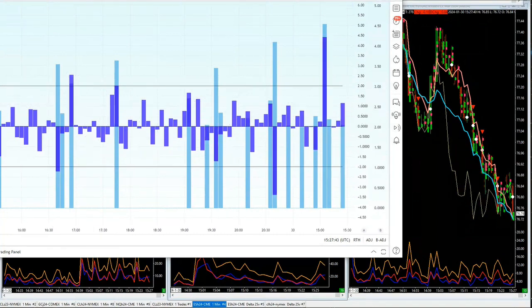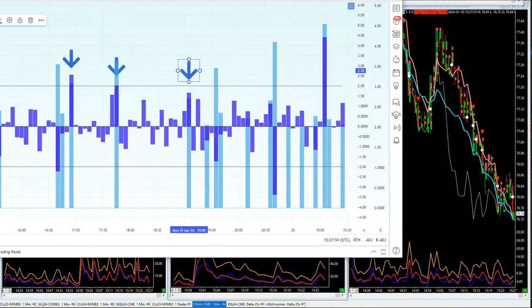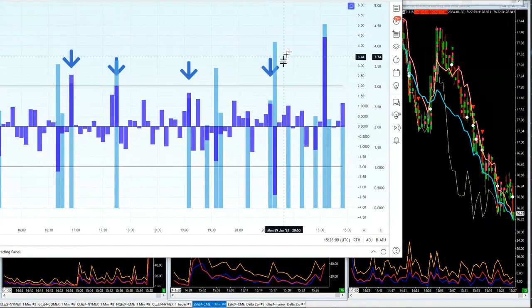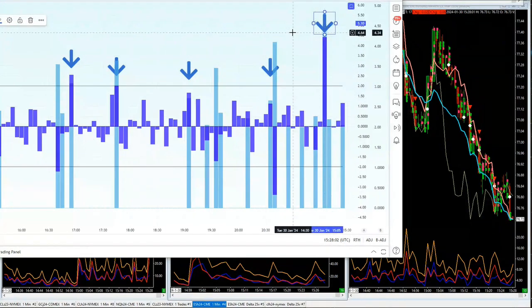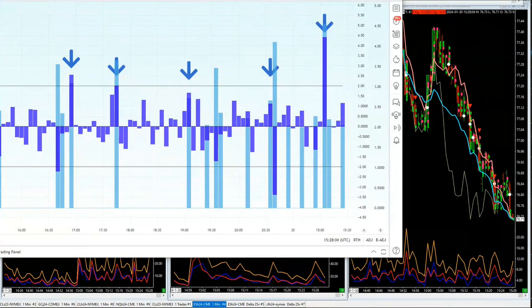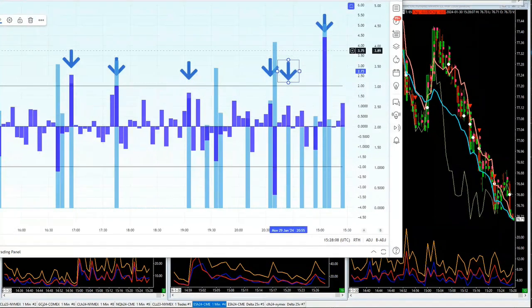So if I'm going to be spreading this as a bank institutional trader, I'm going to be selling the spread here. I'm going to be selling the spread when I see these spikes in blue colors. If it's up, I'm going to be selling it. If it's down, I'm going to be buying it. So you can see there's lots of opportunities for me to sell the spread. Loads of opportunities, even on a 5-minute chart, for me to sell the spread.